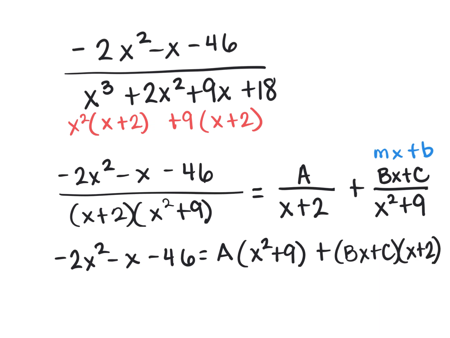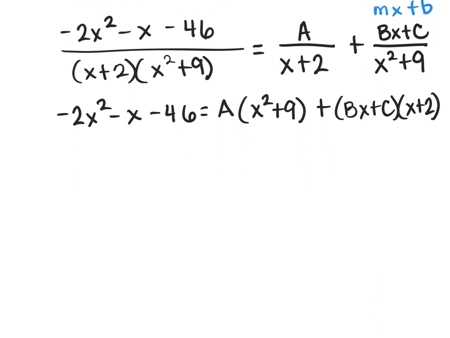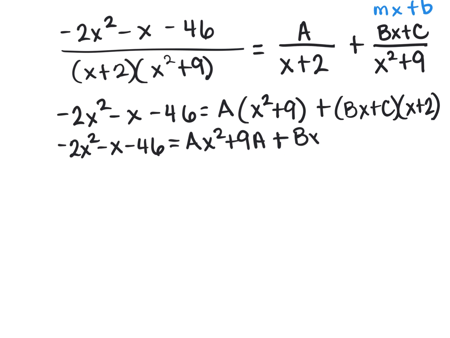So as we continue working with this, the left side just stays the same. So it's just negative 2x squared minus x minus 46. I distribute my a, so I have ax squared plus 9a. And then here we have to use FOIL or box method. So I have bx times x, so that's bx squared. I have bx times 2, so that's 2bx. Then I have c times x, and then I have 2c.